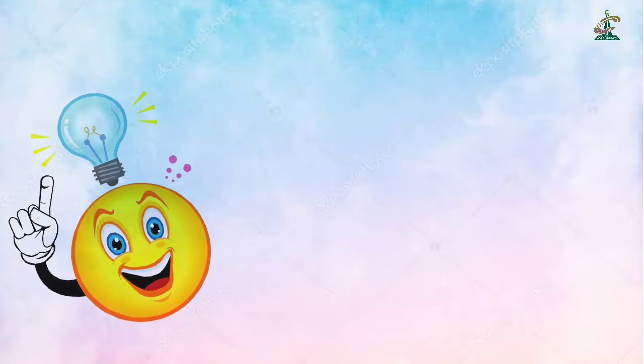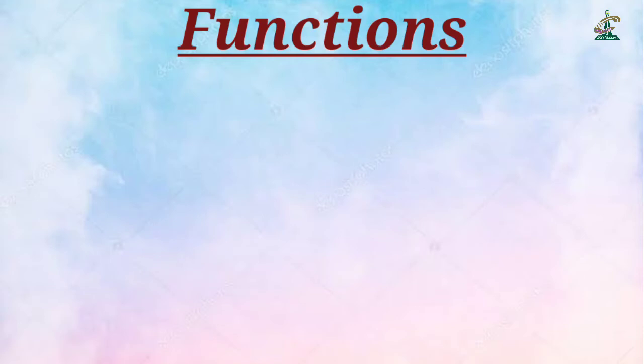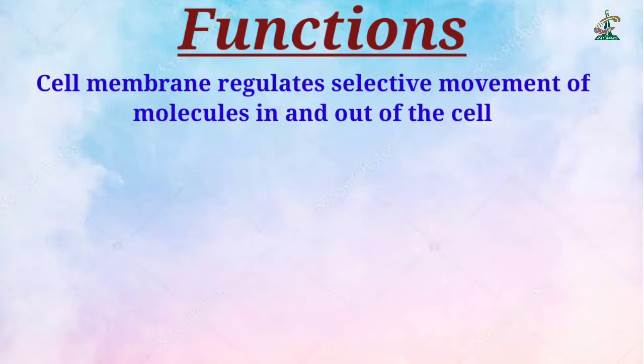Yes teacher, this is so clear. But teacher, I want to know what the function of the cell membrane is and why it is present. Good question beta. Now let's discuss the functions of the cell membrane. Beta, the cell membrane regulates the selective movement of molecules in and out of the cell. As we have discussed, it allows selective things to come inside the cell of a body. Okay, so just like that, it allows selective things to come in and go out.